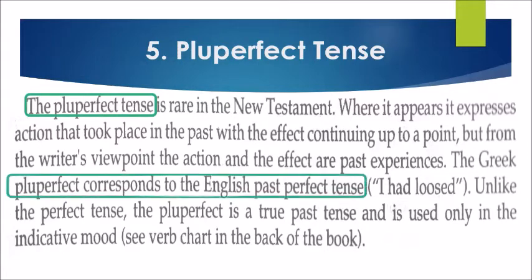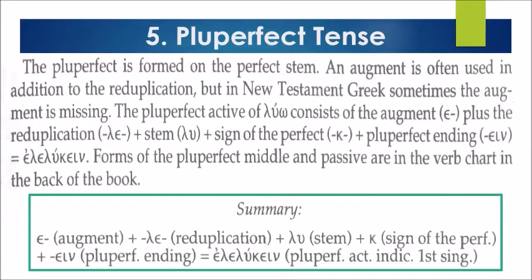The Greek pluperfect corresponds to the English past perfect tense, which is "I had loosed." Unlike the perfect tense, the pluperfect is a true past tense and is used only in the indicative mood. Okay, so let's take a look at the form of the pluperfect. The pluperfect is formed on the perfect stem.